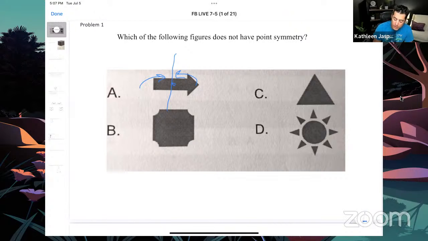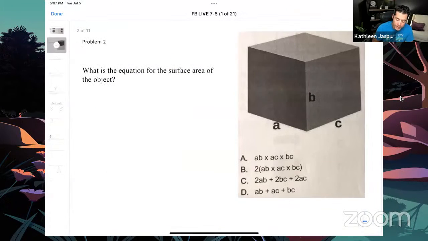Because even if I turn it, I still can't do anything with it, okay? So think of a center point and then folding it on top of each other. A is going to be the correct answer. All right, this one I get a lot of questions for.